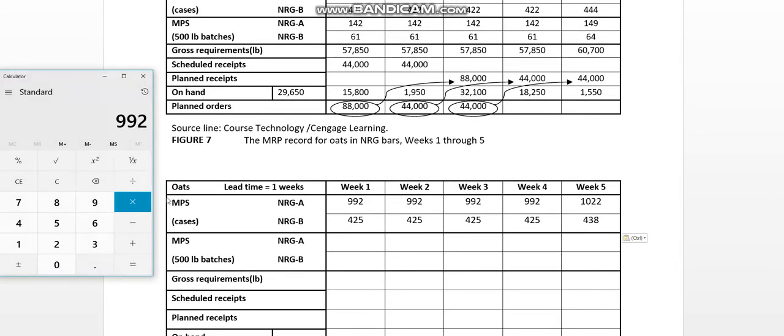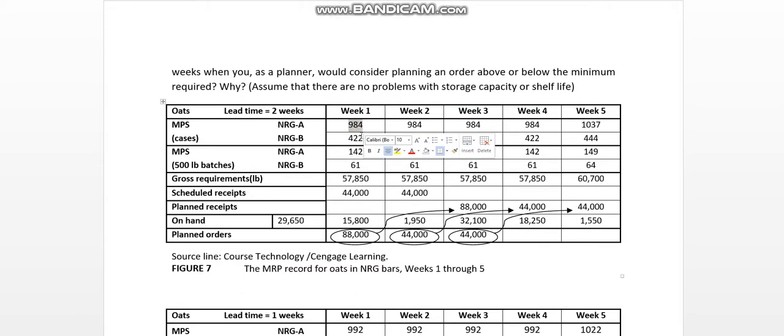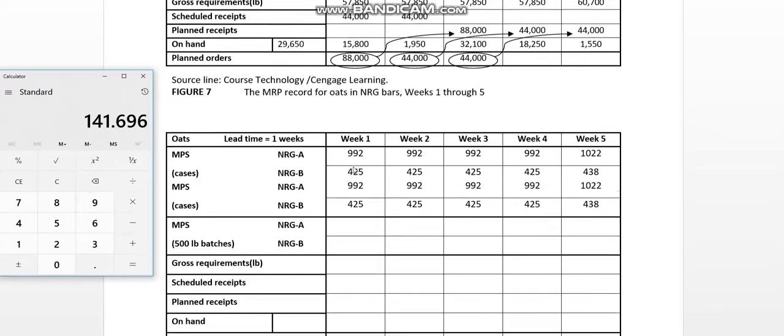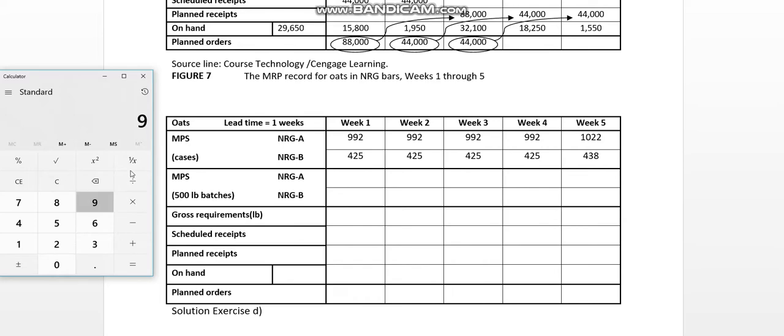What does it mean? It's pretty easy. 992. For the first, we can even check here, like you see here, how did they get 142? 984 multiplied by 72 and divided by 500, and you round it up. So whatever you have in the decimal place, you round it up. 141.05, it must be 142. So that's how you do it. And 992 multiplied by 72 and divided by 500, so 143.